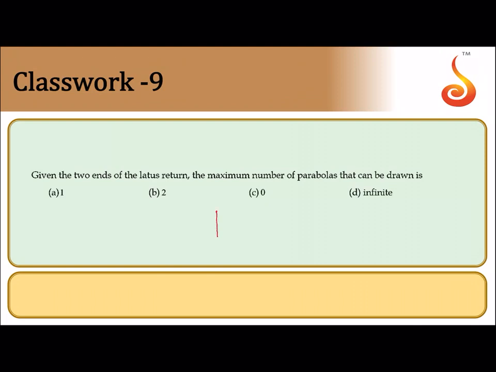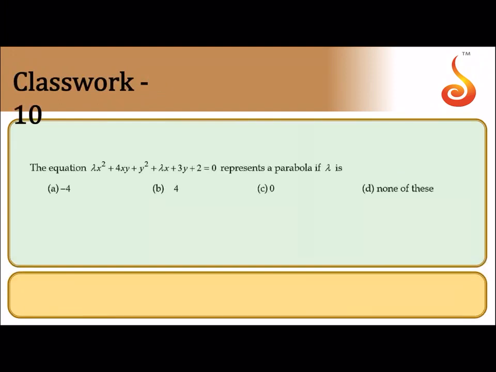Example 9. Given the 2 ends of a latus rectum, the maximum number of parabolas that can be drawn. So ends of latus rectum is given to you. So this is the parabola. This is the ends of latus rectum given to you. So another parabola can be drawn, they'll reverse. So clearly 2 parabolas are possible. One this side and one this side, because this is only the line given to you. Maximum 2 parabolas are possible. So option B is correct.